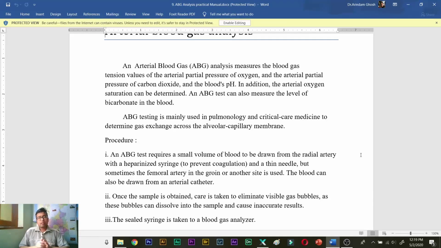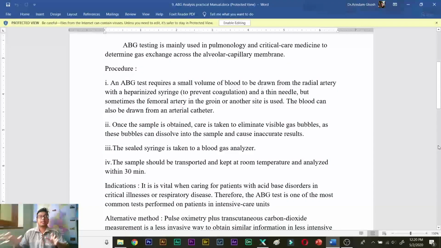Now the first thing that needs to be done is a 2 cc syringe is taken. The thing that is written over here may not match exactly as to what I am telling. I am telling from my own experience in ward clinics. So a 2 cc syringe is first taken and it is heparinized.